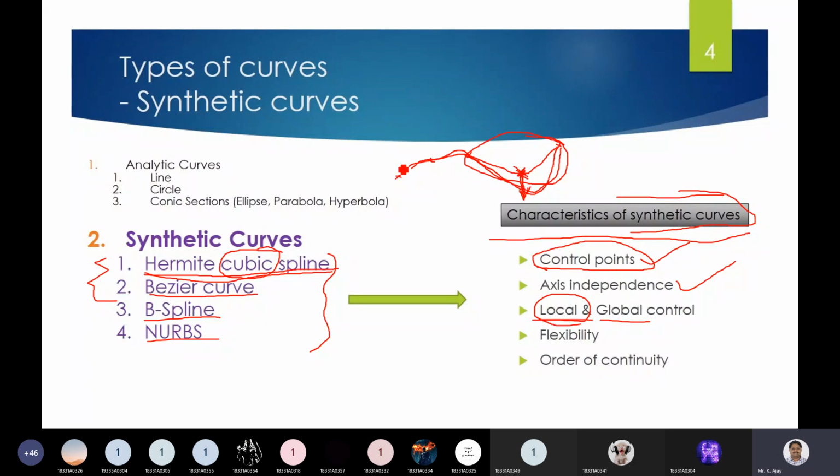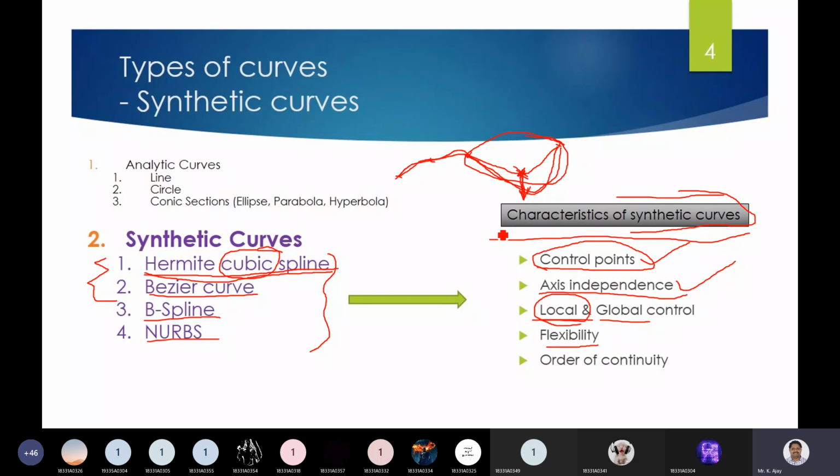So you can play with the coordinate systems also without actually changing the shape of the synthetic curve. You can play with the axis system also. So it is axis independent. Okay, and it is very flexible. As I told you, you are able to change the shape. This flexibility helps us a lot.